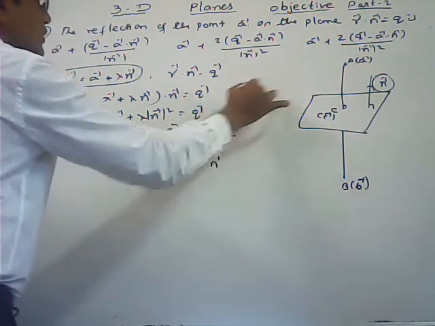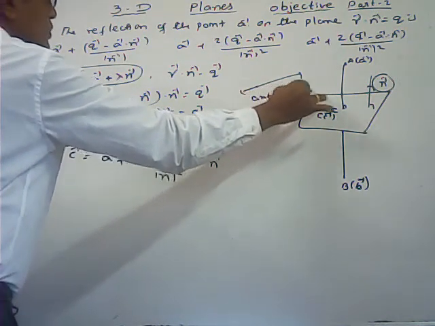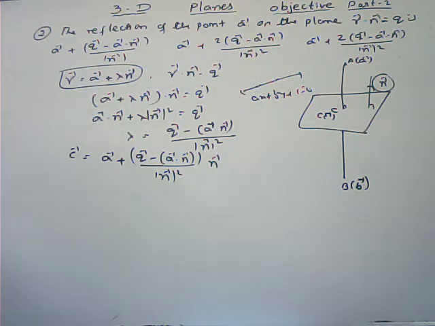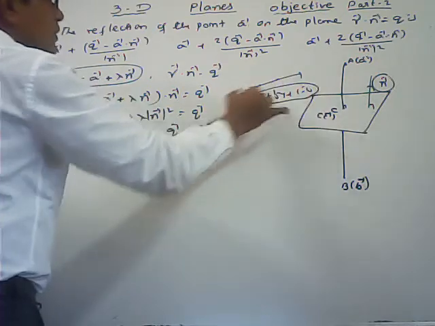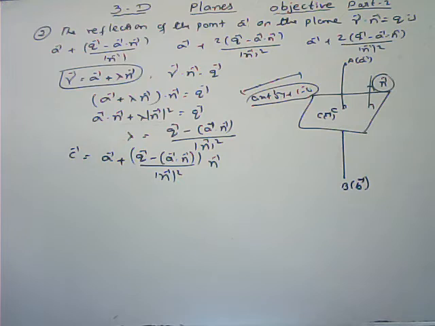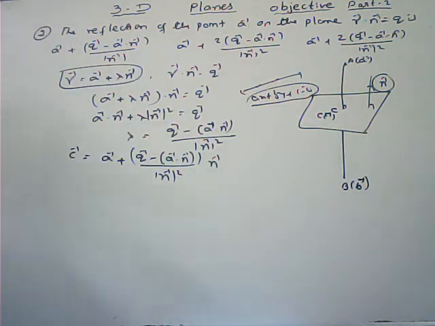In the straight line also, ax plus by plus c is equal to 0. Here x comma y is the variable point on that line. You can take any point on that line, and it satisfies it. Like this here also, in r bar equals a bar plus lambda n bar, r bar is the variable point, any point on that line. So OC bar equals c bar, that is also one of the points, so it should satisfy that line. Here I got c bar equals a bar plus this one.